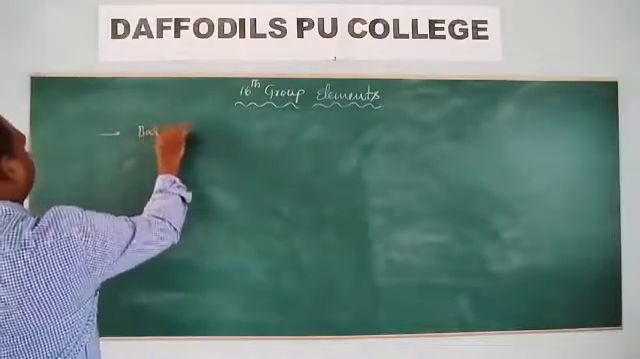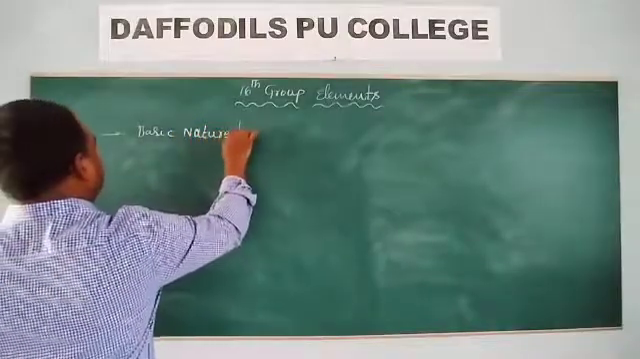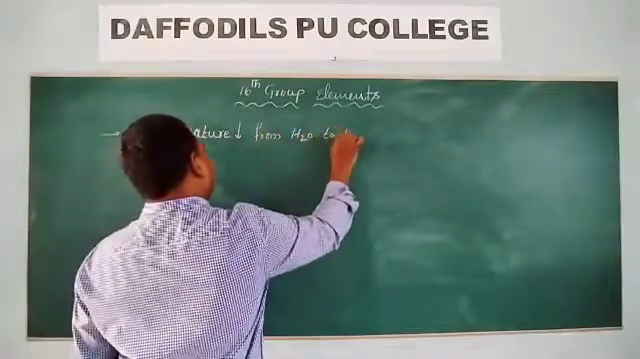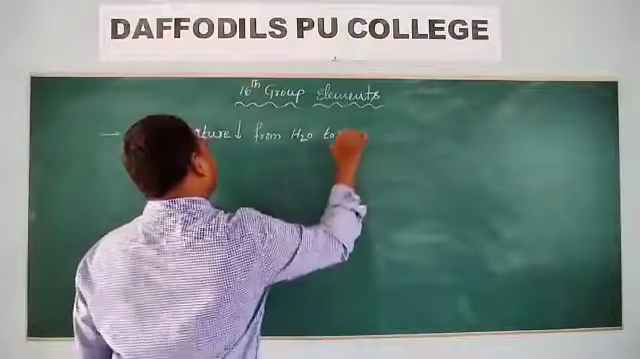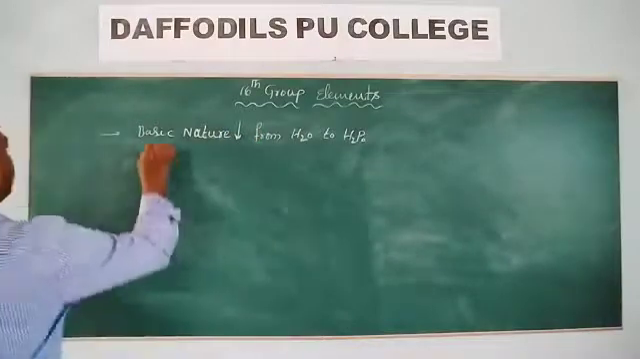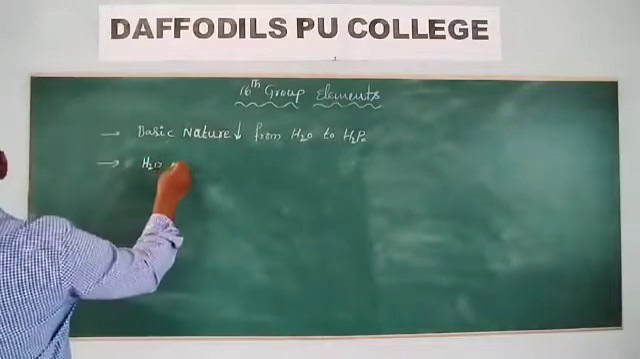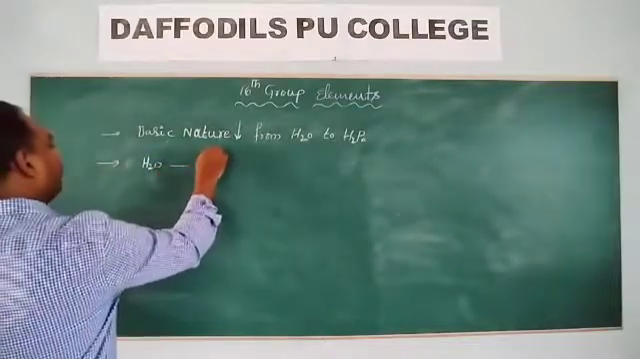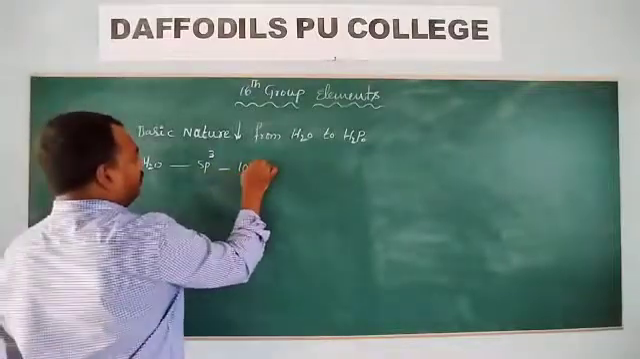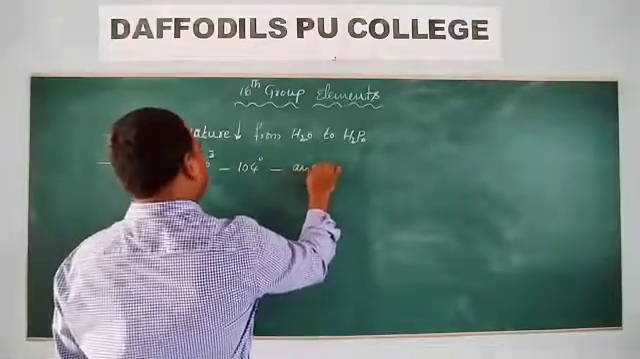Basic nature decreases from H2O to H2Po. H2O undergoes sp3 hybridization. Bond angle is 104 degrees. Shape of the molecule is angular.